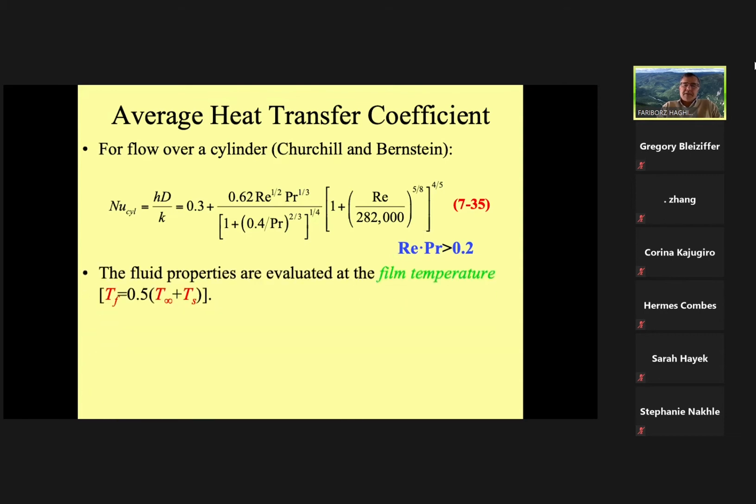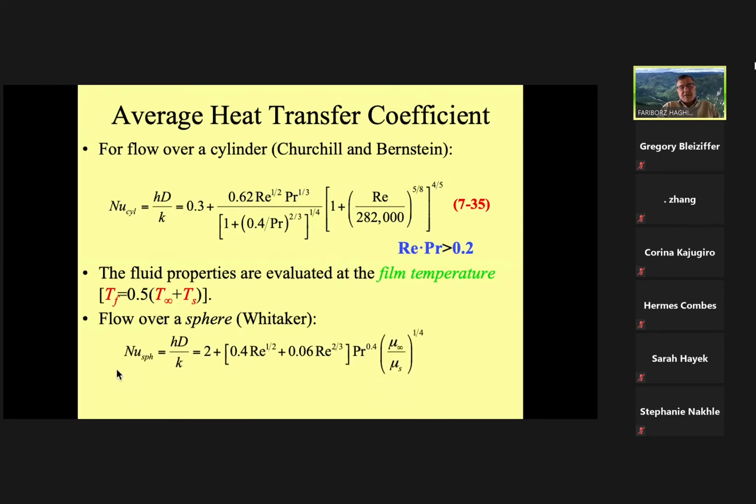And then we are dealing with a sphere. Again, there's something I forgot to mention. For all the physical properties, when you're calculating the Reynolds number and Prandtl number, we calculate them at the film temperature. And the film temperature is the average of the bulk temperature and surface temperature, okay? And when we're dealing with a sphere, we can use this set of equations. This was for the cylinder, this is for a sphere. You can see these are the coefficients that you have.